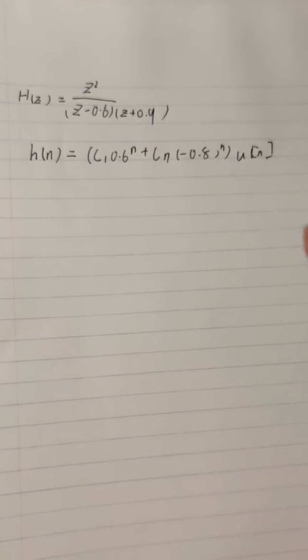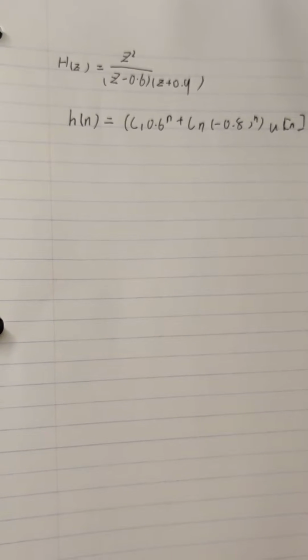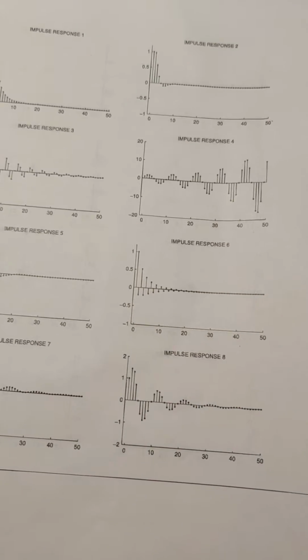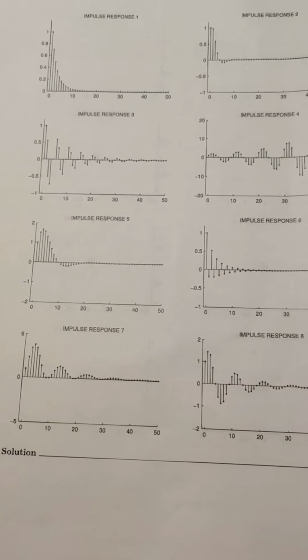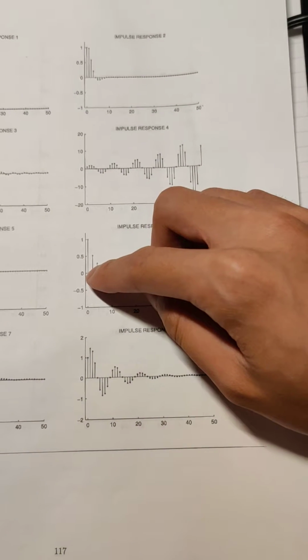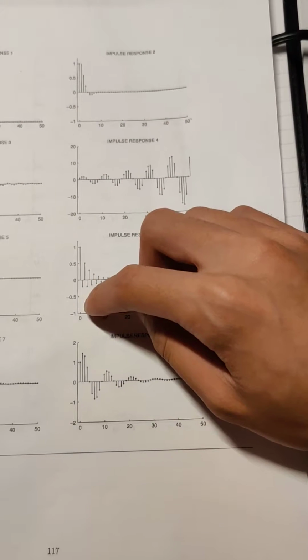So let's look at this equation. The impulse response equation is like this. So the diagram of the impulse response must be one signal response at the top and one at the bottom, or both on the bottom. So let's find this response. Only impulse response 6 matches these rules, because it has the signal response, one at the top and one at the bottom.